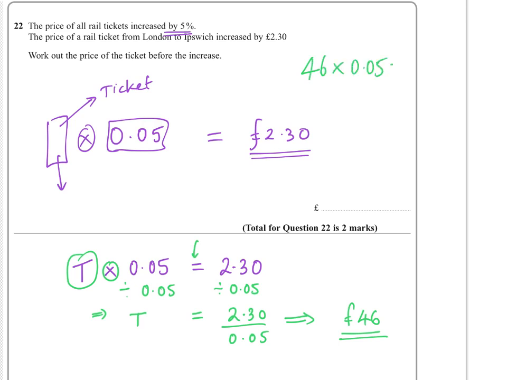So only £46, and 5% of that would be £2.30. So you can verify that if you have time to check in the exam, because if you found 10% of 46, it would be £4.60, and 5% would be £2.30. So you could have checked your answer that way.